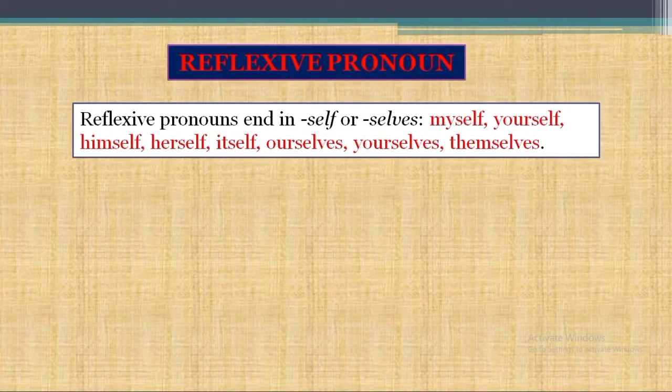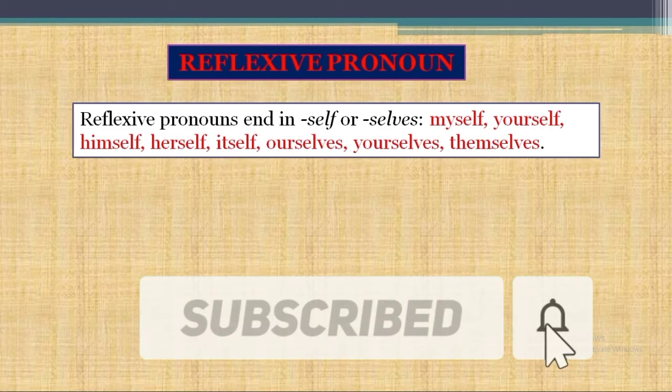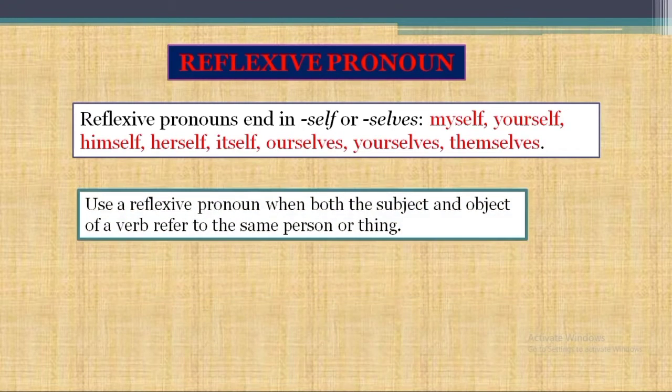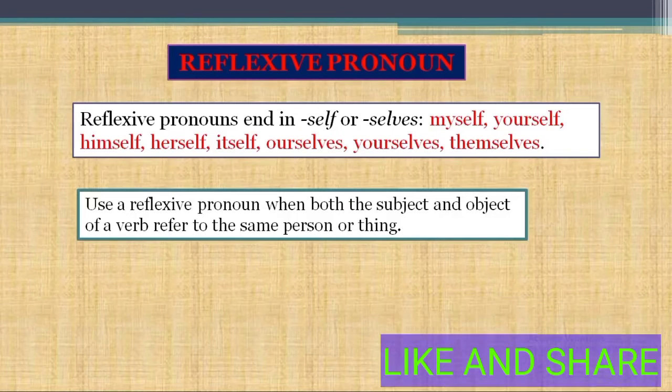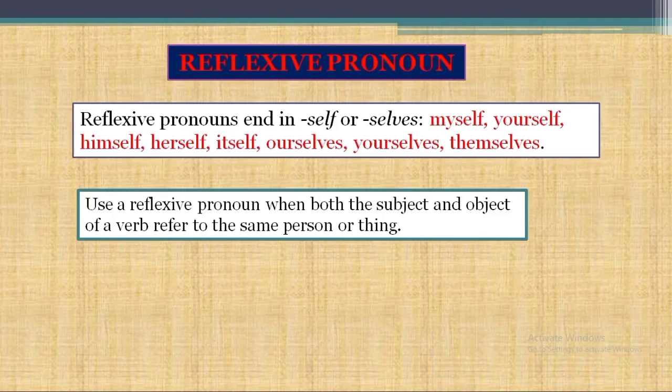Reflexive pronoun. Reflexive pronouns end in -self or -selves: myself, yourself, himself, herself, itself, ourselves, yourselves, themselves. Use a reflexive pronoun when both the subject and the object of a verb refer to the same person or thing.